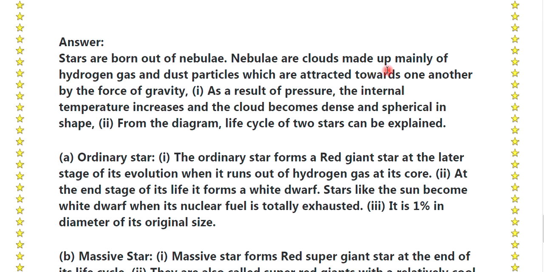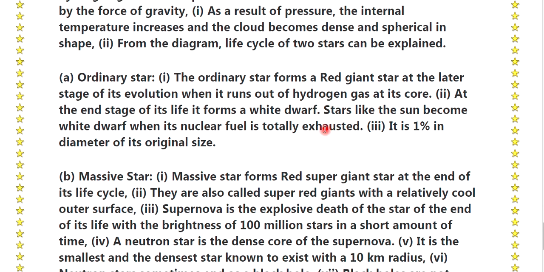Nebulae are the clouds made up mainly of hydrogen gas and dust particles which are attracted towards one another by the force of gravity. First point, as a result, the internal pressure increases and the cloud becomes dense and spherical in shape. Second point, from the diagram, the life cycle of the two stars can be explained.